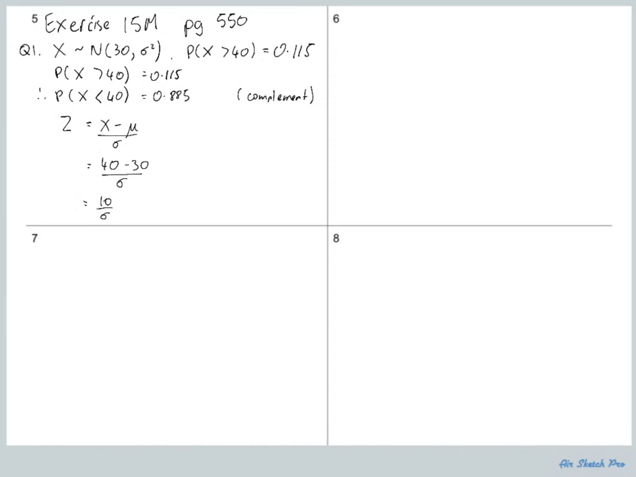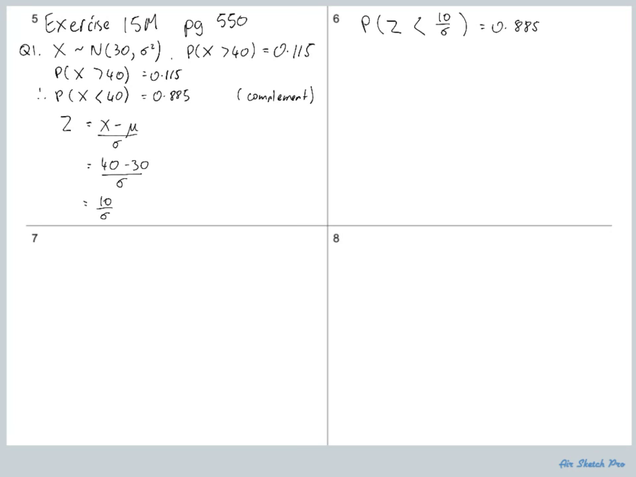That means the probability of x less than 40 is the same as the probability of z being less than 10 over sigma. Sigma here is the sigma of the normal distribution, not the standardized one, which is just 1. So the probability of z being less than 10 over sigma is equal to 0.885. Now that we've standardized it, we can use our standard distribution.